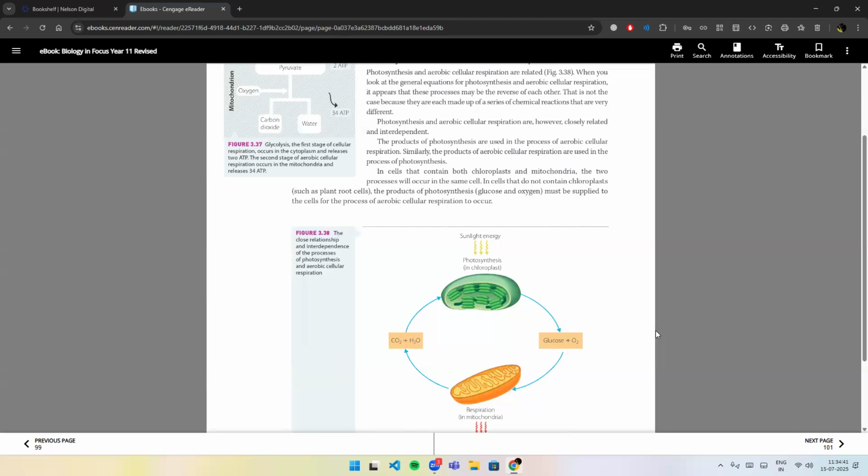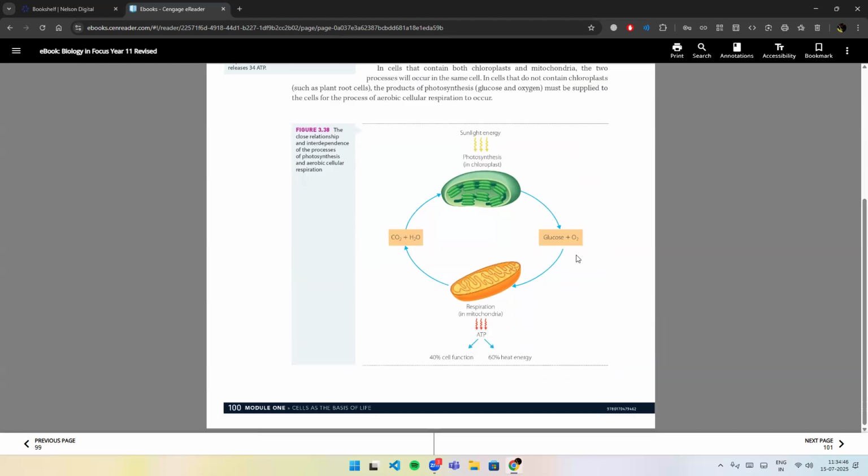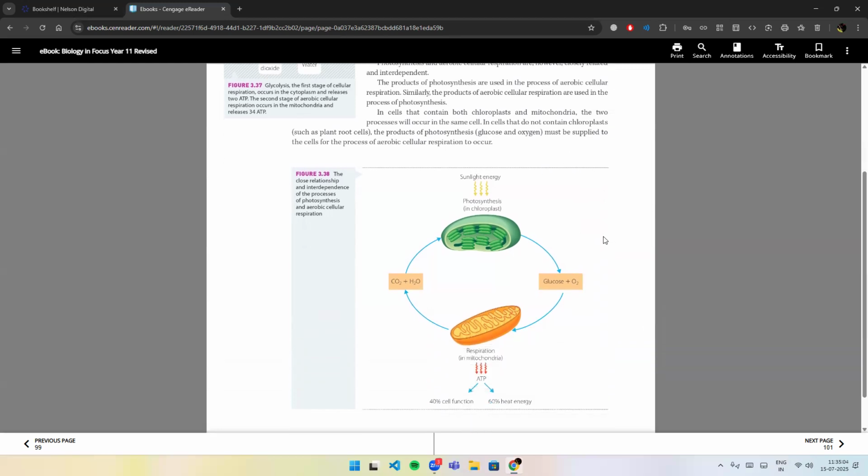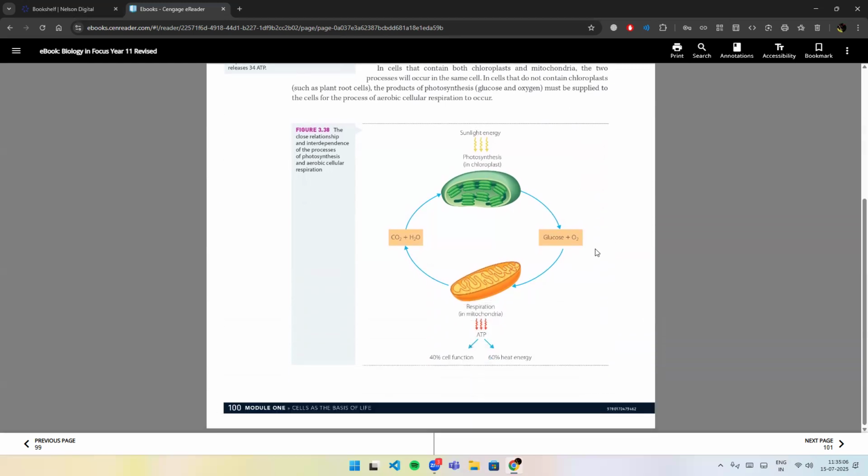The products of photosynthesis are used in the process of aerobic cellular respiration. Similarly, the products of aerobic cellular respiration are used in the process of photosynthesis. In cells that contain both chloroplasts and mitochondria, the two processes will occur in the same cell. In cells that do not contain chloroplasts, such as plant root cells, the products of photosynthesis must be supplied to the cells for the process of aerobic respiration to occur.